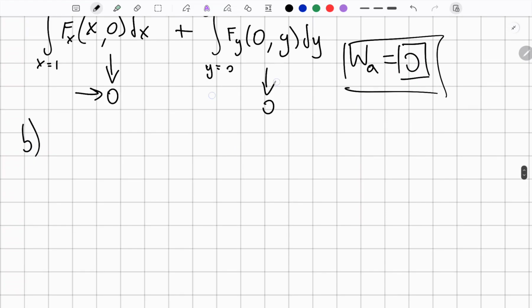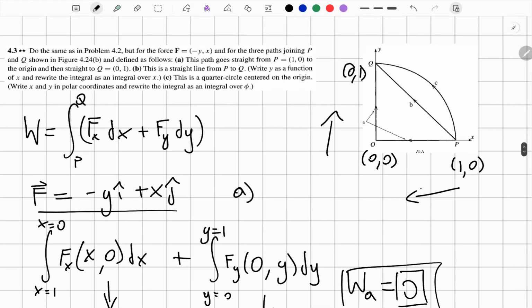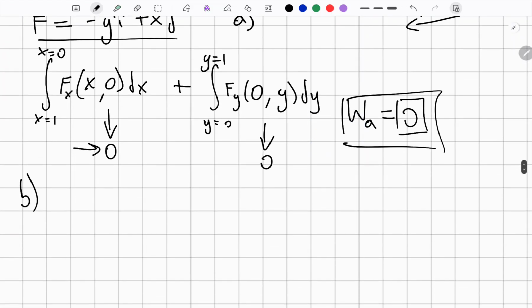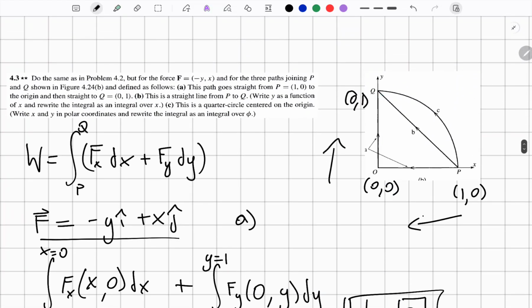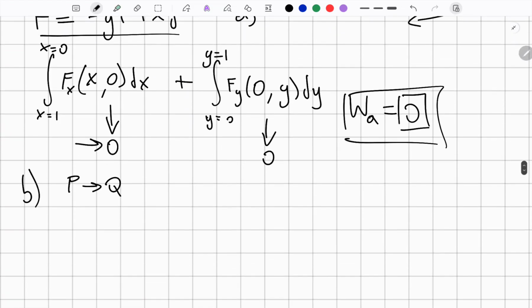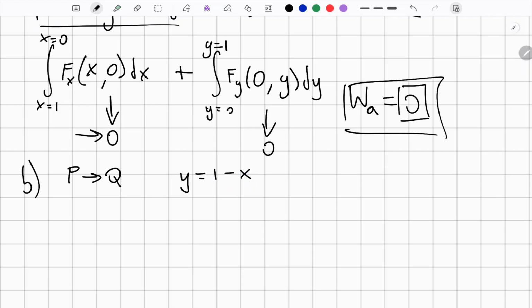Now path B will give us a slightly different result here. In B, we're traveling on a straight line from P to Q. It's important to note that we're not traveling from Q to P. We're traveling from P to Q. So from P to Q, this line right here is going to be y equals 1 minus x. So we're traveling along y equals 1 minus x, and we're going from 1, 0 up to 0, 1.